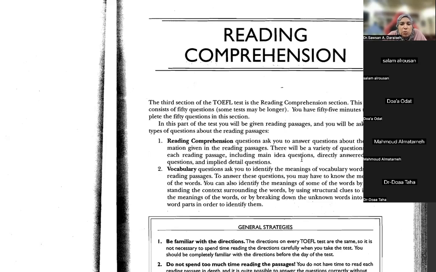To answer these questions, you may have to know the meanings of the words. You can also identify the meanings of some of the words by understanding the context. So, what did we say? You may know the meanings of the words. You can also identify the meanings of some of the words by understanding the context. So sometimes you may already know the meaning of the word, but what if you don't know the meaning of the word? What can you do to get to know the meaning?